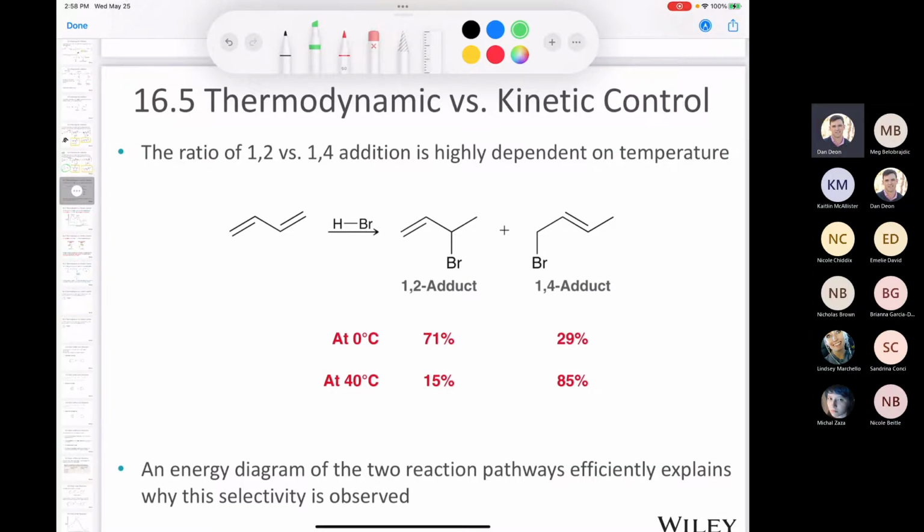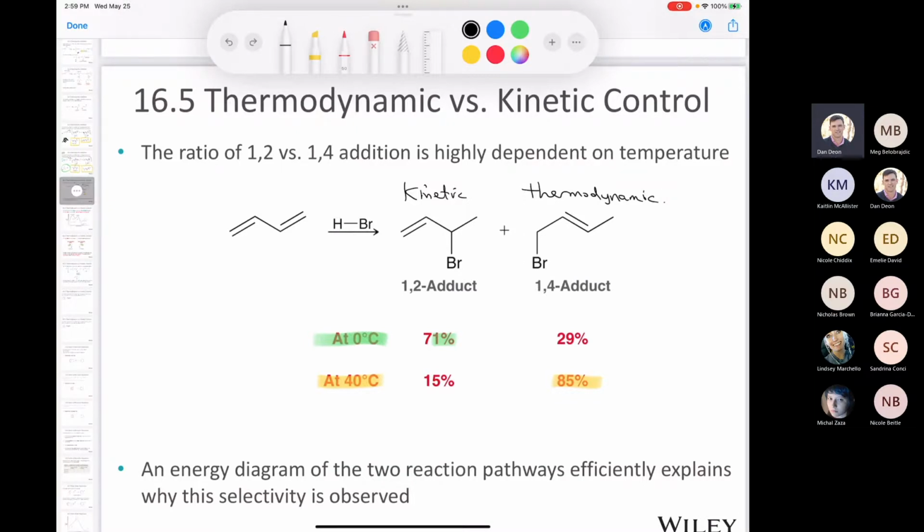Well, check this out. If you try to add HBr across 1,3-butadiene, and you do the reaction at 0 degrees Celsius, you get mostly the 1,2 adduct. However, if you do the reaction at 40 degrees Celsius, you get, by and large, the 1,4 adduct. So we call the 1,2 adduct the kinetic product, and we call the 1,4 adduct the thermodynamic product. If you're wondering, well, why do you call one the kinetic product? It's because the major driving force behind the formation of the 1,2 adduct is kinetics. And the major driving force behind the formation of the 1,4 adduct is thermodynamics.